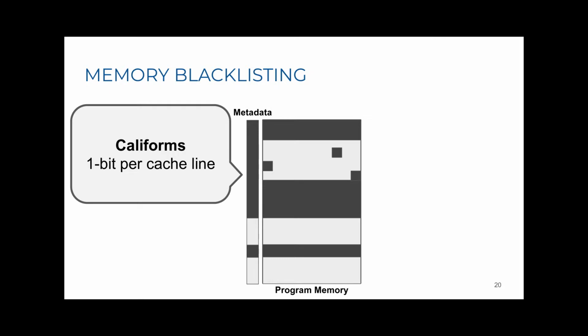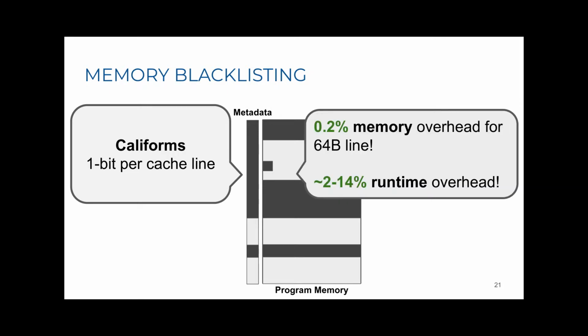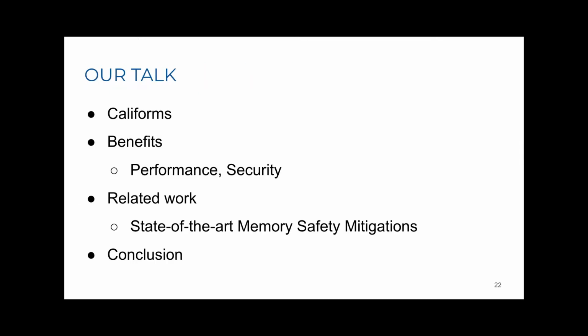Califorms instead moves the necessary metadata inside the program memory. This allows it to get away with just a single bit per cache line, drastically improving performance. For the rest of the talk, we'll first dive into the details of Califorms, highlighting its security and performance benefits. We'll then touch on related work and how Califorms fits in with other memory safety techniques. Finally, we'll conclude with some key takeaways about our solution.